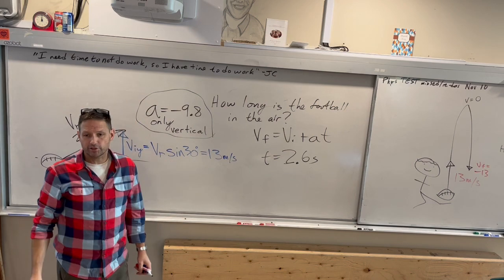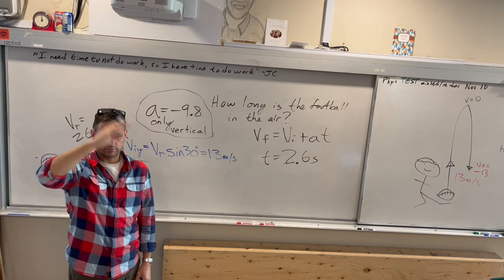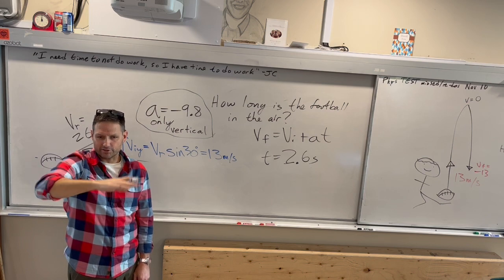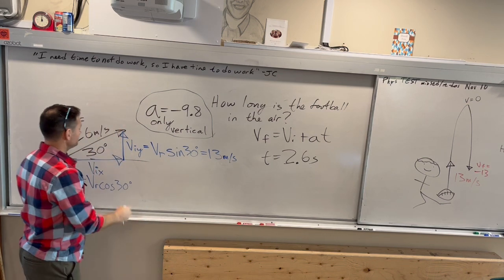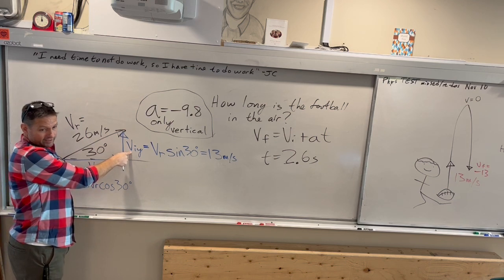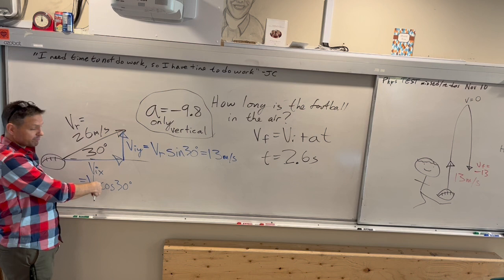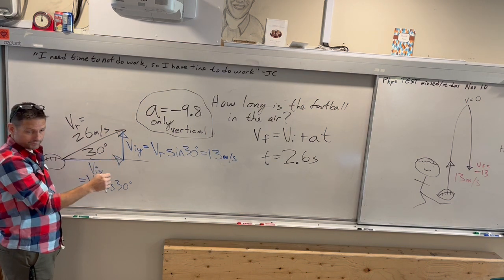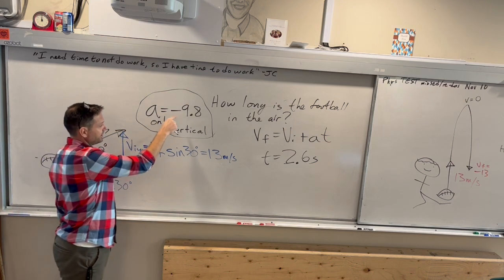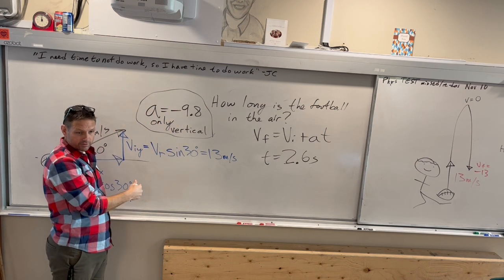Show me with your arm what vertical means. This, right? Show me horizontal. Show me x-axis. Show me y-axis. So this Vi is the one you need to find the time, because the only thing that affects the time is gravity. This thing stays the same. It just stays the same the whole time. And my acceleration is negative 9.8, but that's only acting on my vertical velocity.